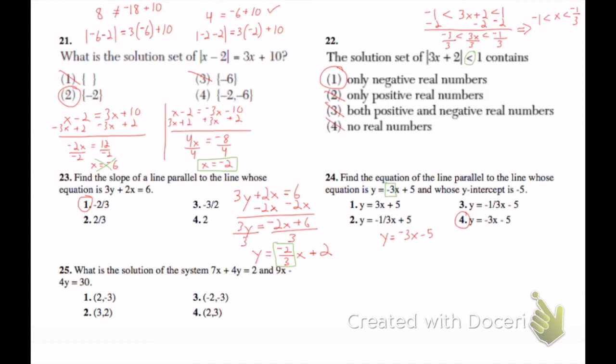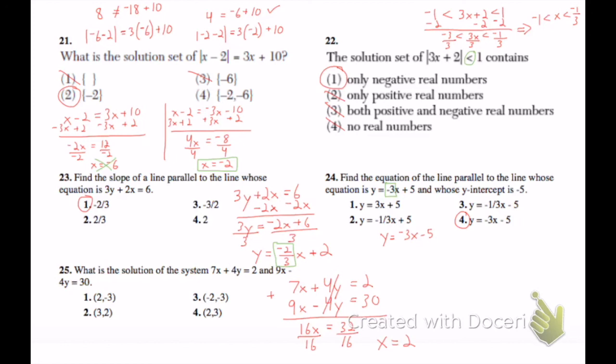Solving algebraically, we would set this up as 7x plus 4y equals 2, and directly under it we would write 9x minus 4y equals 30. Through addition, we can see that the y's would cancel. So when we add these together, the y's cancel, and we are left with 16x is equal to 32. We divide by 16, and we see that x is equal to 2. So our solution has an x coordinate of 2.